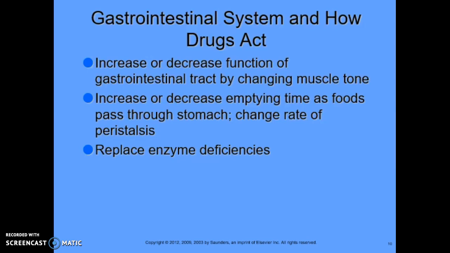So how do these drugs act? They can increase or decrease function of the gastrointestinal tract by changing the muscle tone, increase or decrease emptying time as foods pass through the stomach, change the rate of peristalsis, and replace enzyme deficiencies. It's important also to note that drugs for the GI disorders act either directly on muscular or glandular tissue or through the influence of the autonomic nervous system.